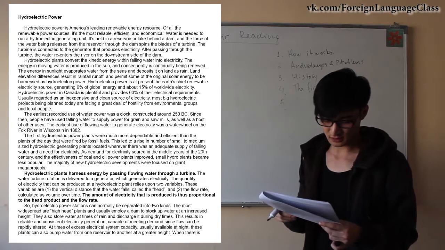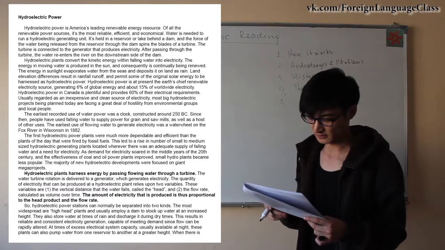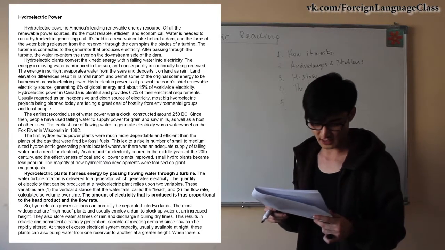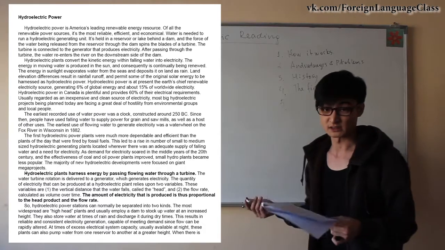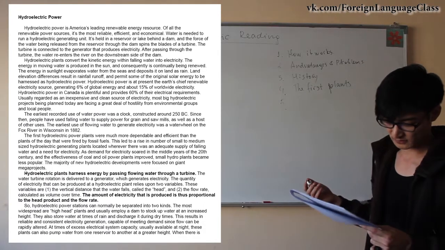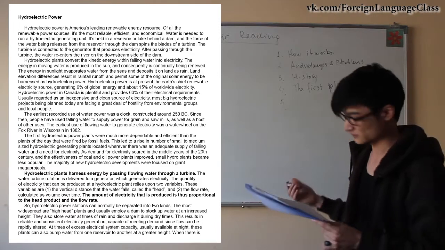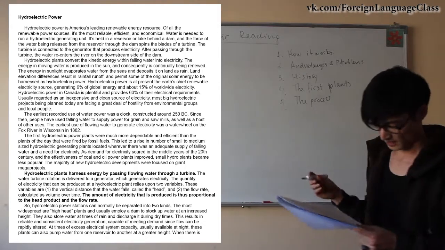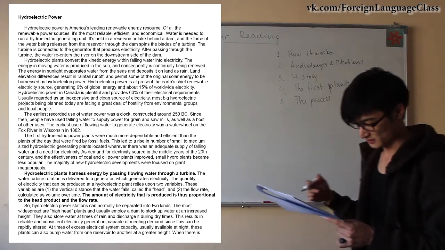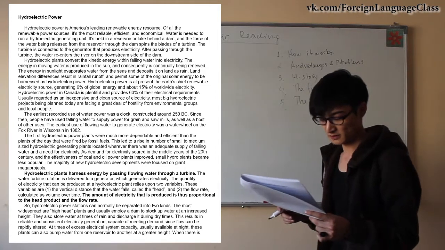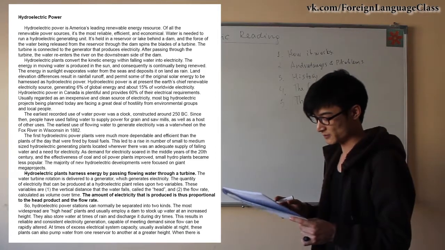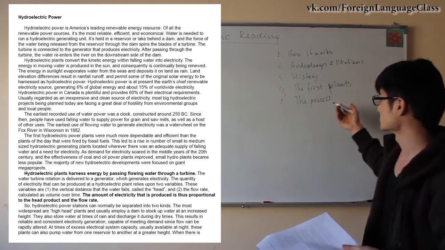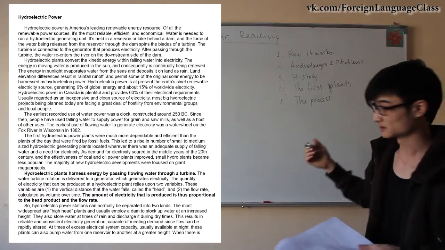Hydroelectric plants harness energy by passing flowing water through a turbine, and the amount of electricity that is produced is thus proportional to the head product and the flow rate. So this paragraph describes how it works, describes the process, and gives us information that the amount of electricity produced is proportional to the head product and the flow rate. So it's how it works again, but in more detail.